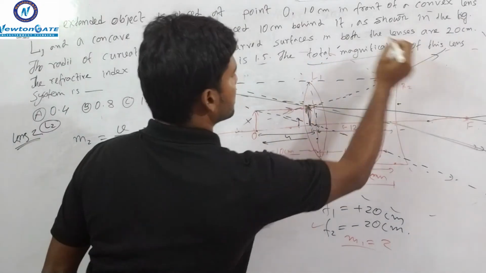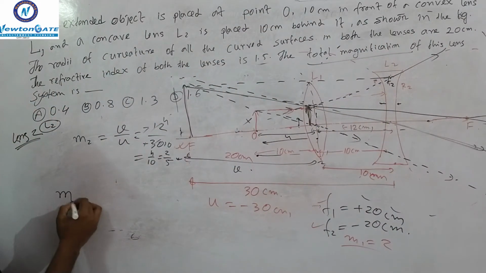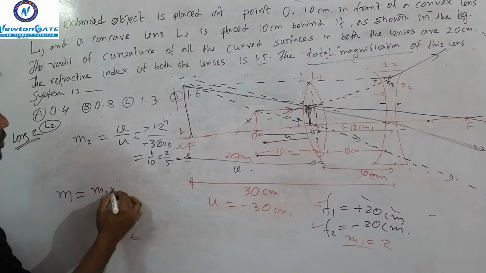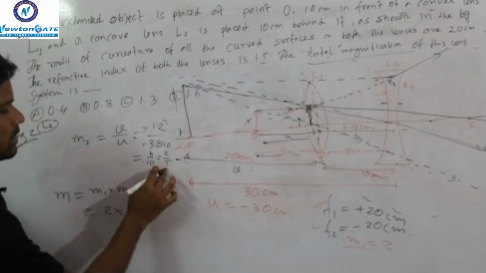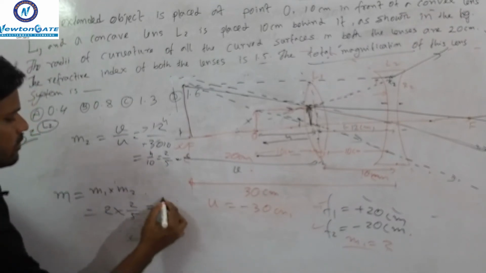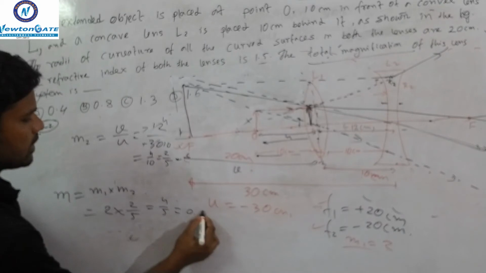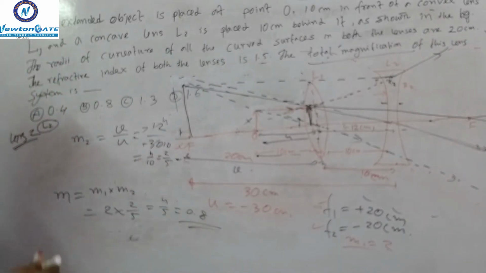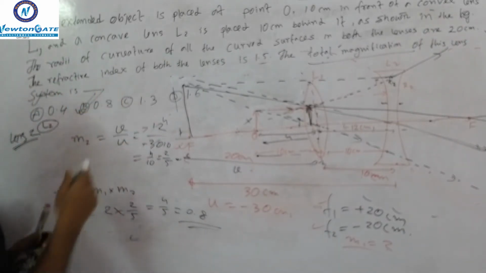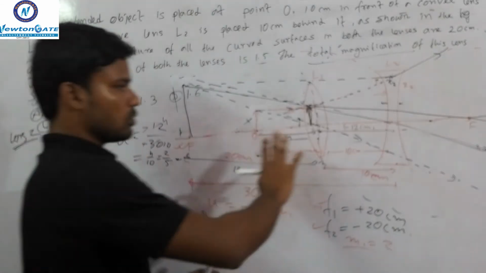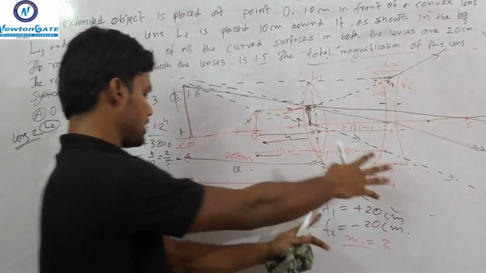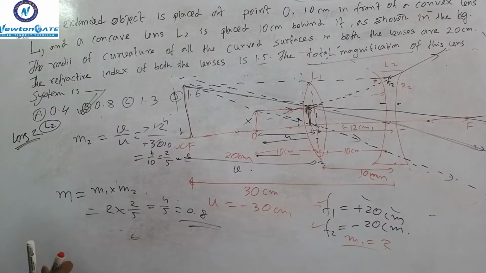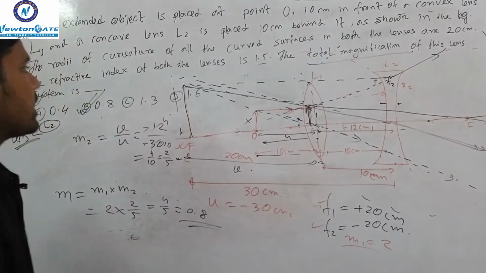Now the final answer, the total magnification of the system. You already mentioned the formula, M equals M1 into M2. M1 is the magnification for the first lens, which is 2, and magnification due to the second lens is 2 by 5, so that is 4 by 5, that is 0.8. So 0.8 is our right answer, that is option B, 0.8. So due to this L1 and L2, this is generating a system, and for this system magnification should be this. Clear? Okay, so let's go to our next question.